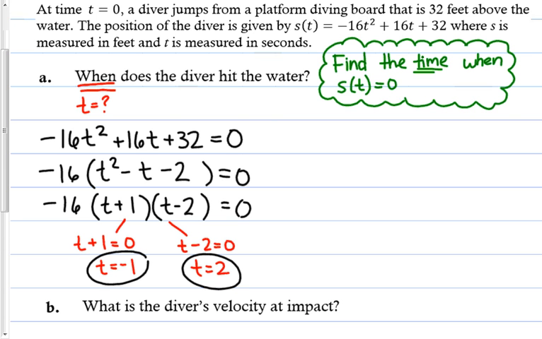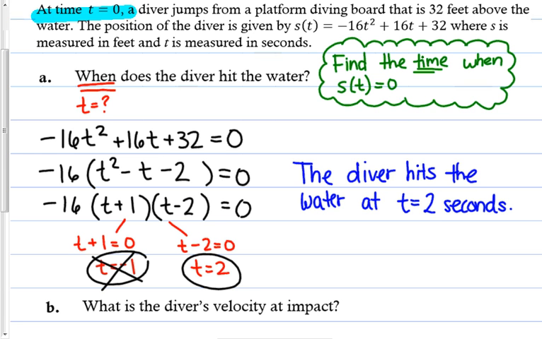Now one of these doesn't make sense. If I look back at the question, at time 0 seconds is when the diver jumped. So at negative 1, he wasn't jumping. This one makes no sense. So the time when the diver is going to hit the water is t equals 2 seconds. Please write that down. It's important to know how to write what's happening or what you're solving for in the problem, rather than just giving me t equals 2 seconds. You need to be able to explain what these 2 seconds are. That's when the diver hits the water.